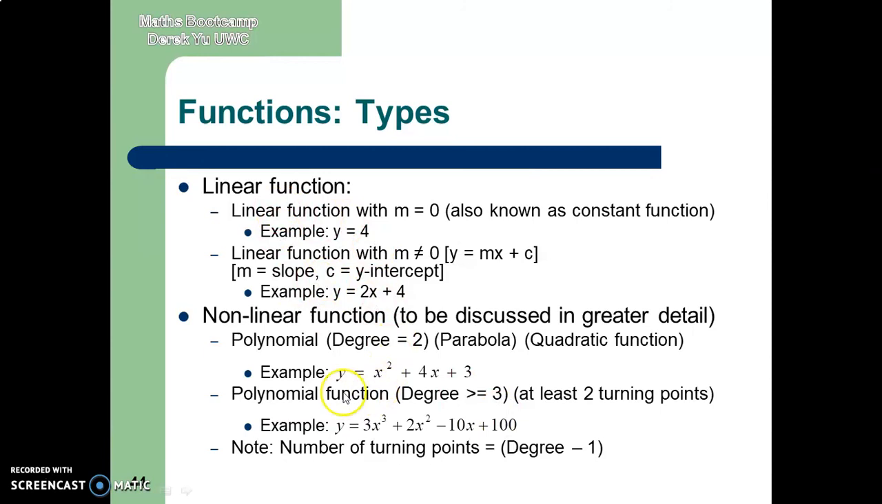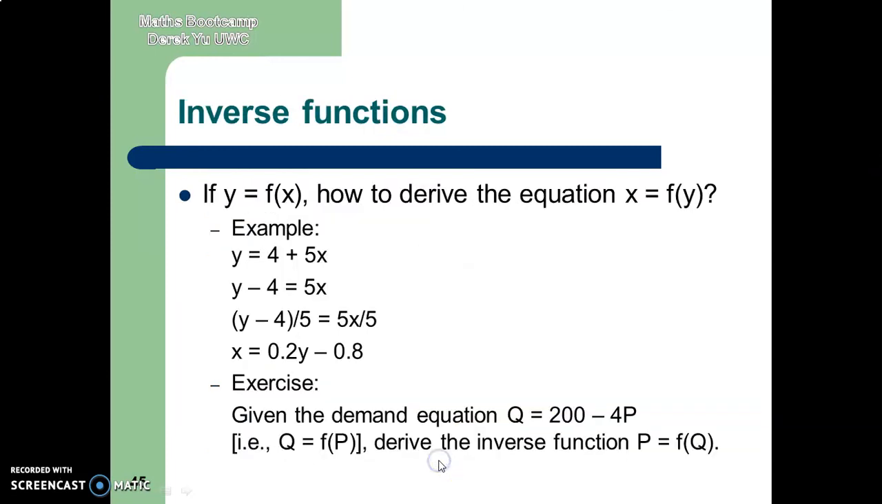Okay, linear function versus nonlinear function. One thing you need to remember is that for the nonlinear function, the number of turning points is equal to degree minus 1. Degree stands for the highest exponent value. So in other words, for this one, degree equals 2, so expect 1 turning point. And then for this polynomial, degree equals 3, so there will be 2 turning points. Inverse function, okay, if I give you y as a function of x, can you derive the inverse function? x as a function of y. You just have to move the terms around until you have 1x on the left-hand side.